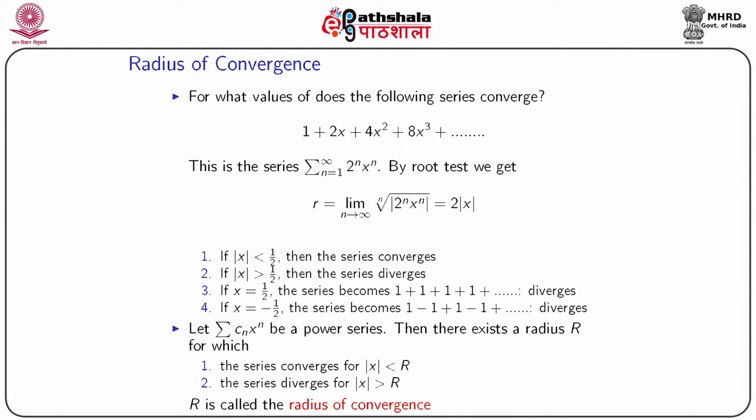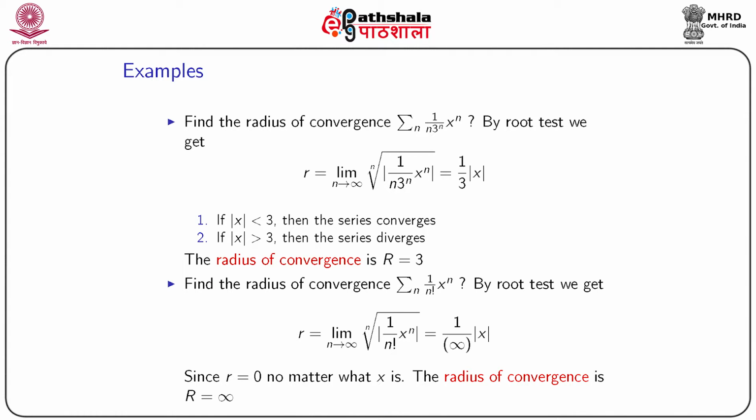Now we consider the general power series of the form the sum of c_n x^n, n from 1 to infinity. Then there exists a radius r for which the series converges for mod x less than r and the series diverges for mod x greater than r, and this r is called the radius of convergence. For a few examples, we will try to find the radius of convergence. So this is the series 1 over n times 3^n times x^n, sum over n from 1 to infinity.